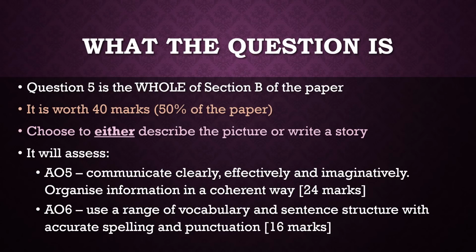And it will assess your AO5, which is to communicate clearly, effectively and imaginatively, and organize information in a coherent way. That one is worth 24 marks, as well as your AO6: use a range of vocabulary and sentence structure with accurate spelling and punctuation. That's worth 16 marks.